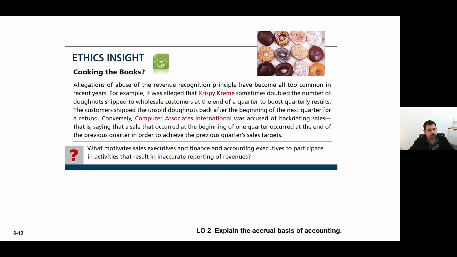An interesting point to discuss is where accrual basis accounting is manipulated in order to cook the books. And what do we mean by cooking the books? Basically manipulating the numbers to mislead investors, creditors, and other stakeholders.